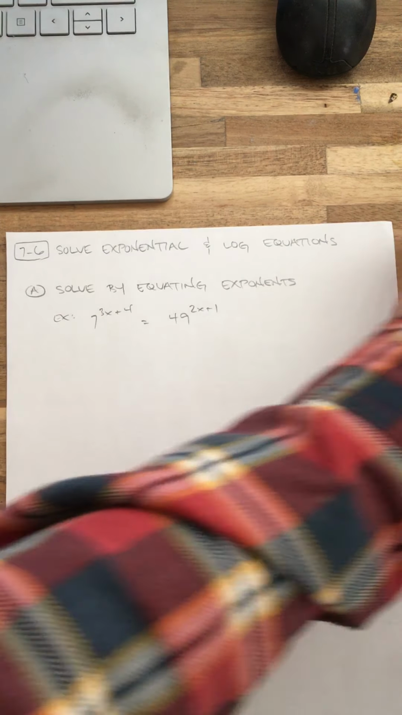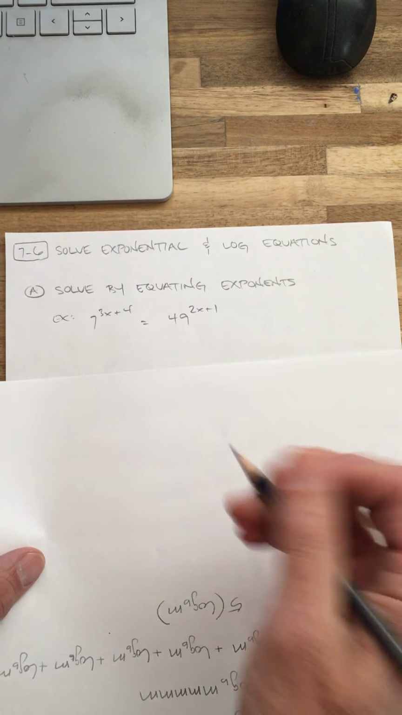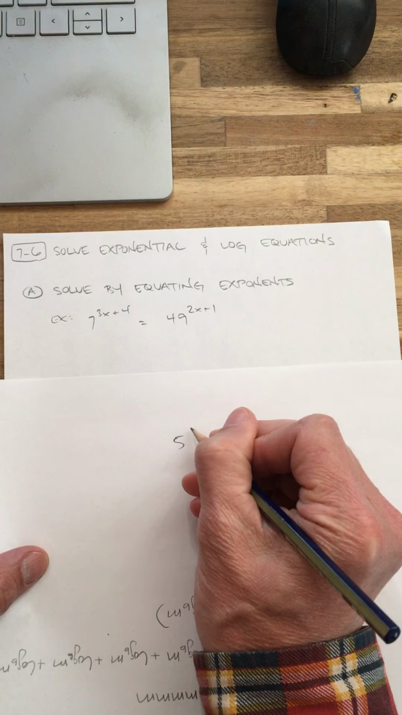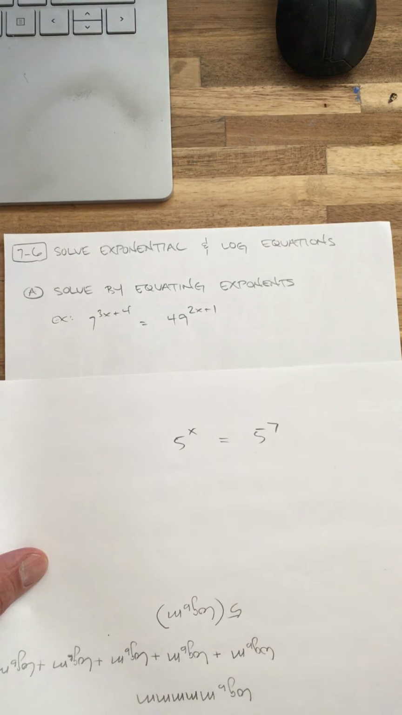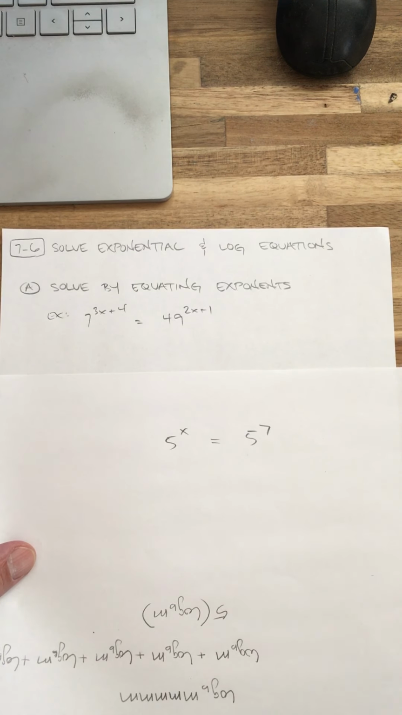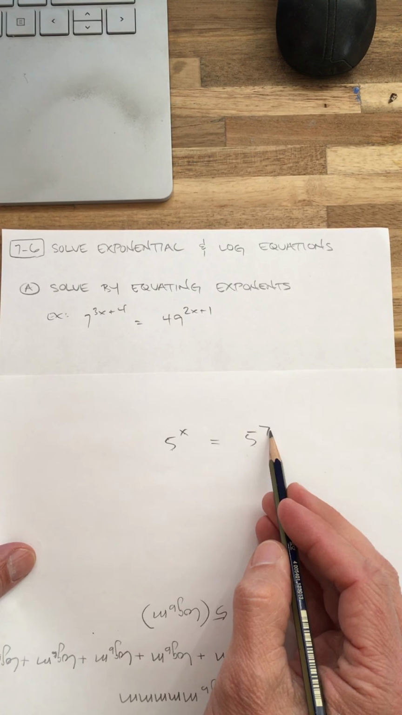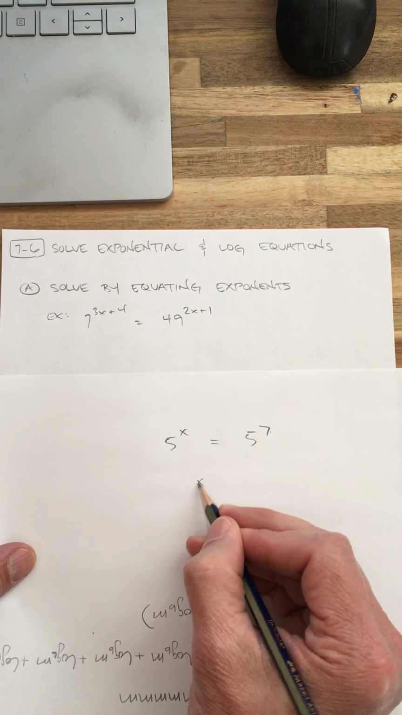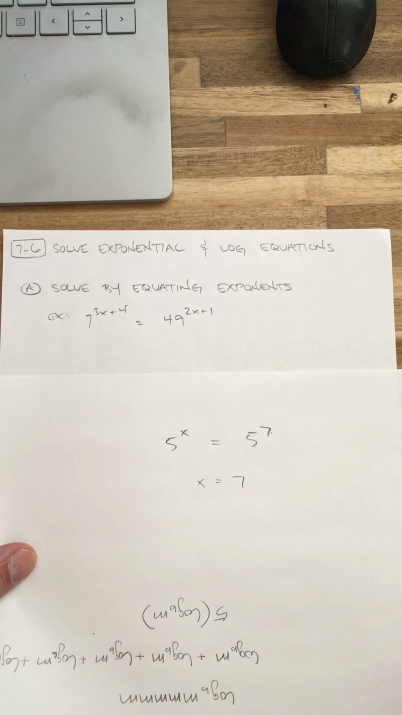If I have something like this, 5 to the power of x equals 5 to the power of 7, can you solve for x? It's not a trick question, I swear. Isn't it 5 to this equals 5 to the 7? So isn't x equal to 7? X is equal to 7. So you can solve that by equating the exponents.